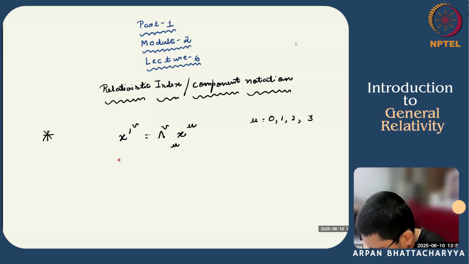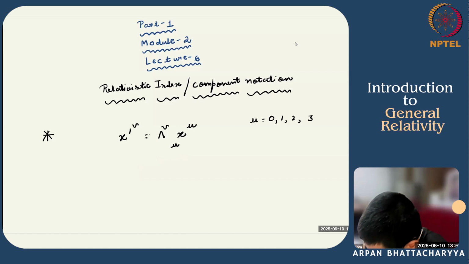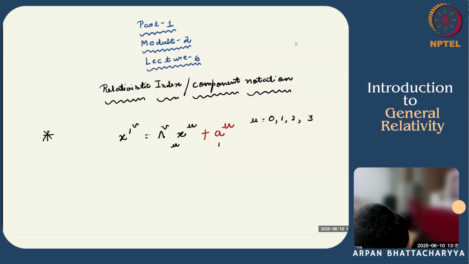Now, when we write this equation, we have secretly assumed that the space-time coordinate origins are coincident at these two frames. But there can be a constant shift between the origins. So in general, we can add a constant shift, denoting them by a constant vector, the components of which are a^mu. These are known as translations.